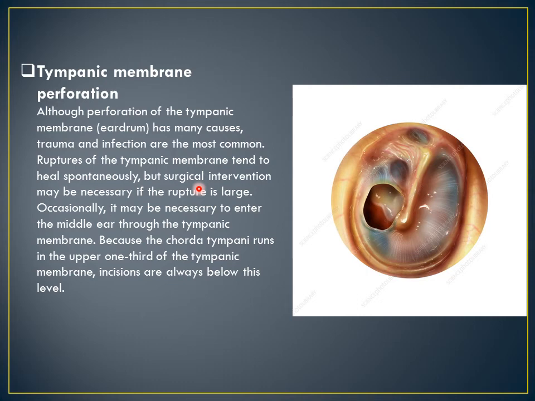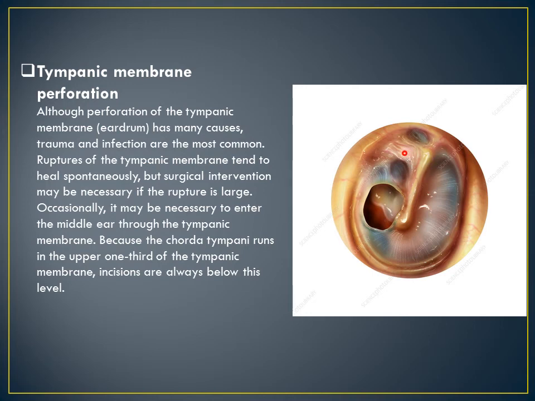So sometimes the membrane is incised to drain pus present in the middle ear. This procedure is called myringotomy. The incision is made in the posterior inferior quadrant of the tympanic membrane to avoid injury to the chorda tympani nerve, which runs posterior, or behind, the pars flaccida.